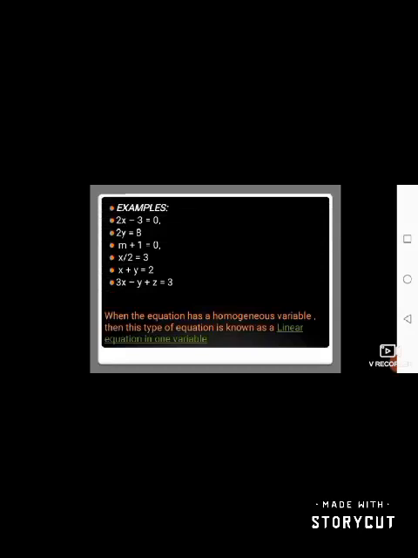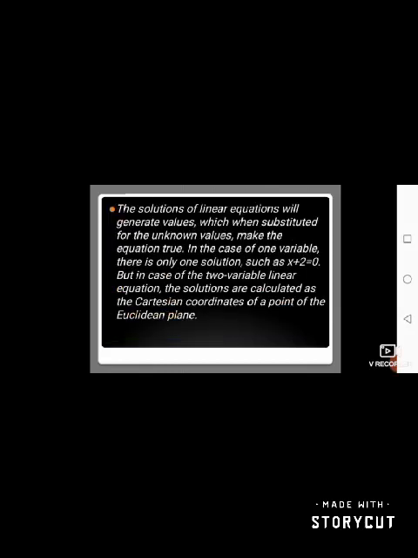Examples. 2x minus 3 is equal to 0. 2y is equal to 8. M plus 1 is equal to 0. X over 2 is equal to 3. X plus y is equal to 2. 3x minus y plus z equals 3. When the equation has a homogeneous variable, then this type of equation is known as a linear equation in one variable. The solutions of linear equations will generate values, which when substituted for the unknown values make the equation true.